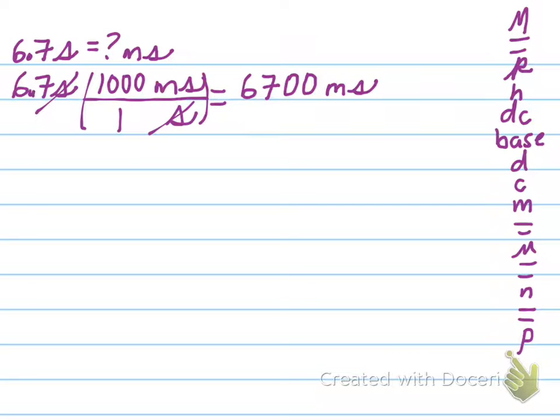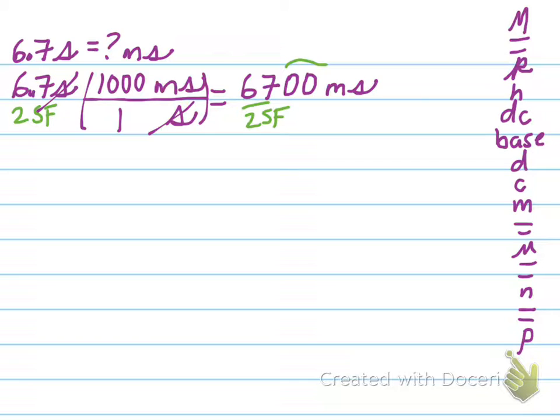milliseconds. And again, in terms of significant figures, this has 2 significant figures. And this also has 2 significant figures because remember, this is that understood decimal, so these zeros here are not significant.